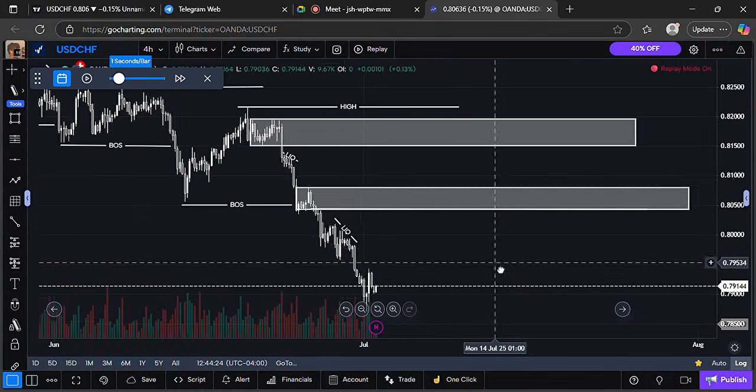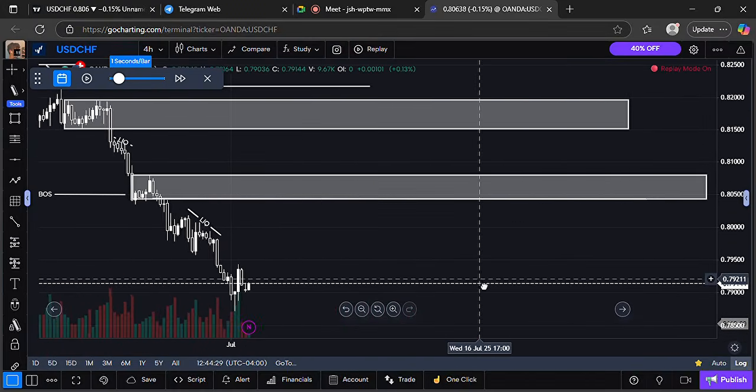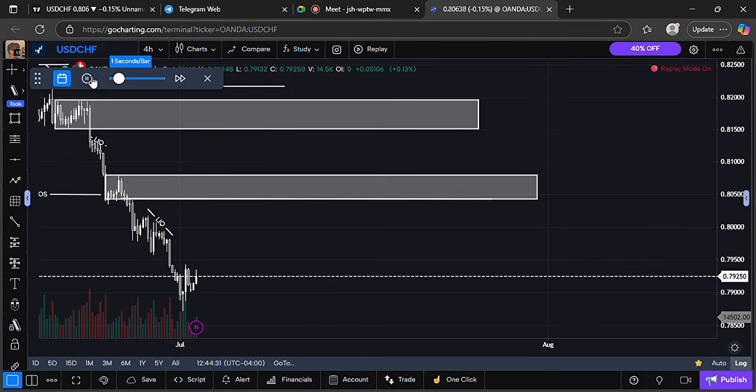So we got our two zones. Either we will wait for this zone or this zone. So let's start our concept.